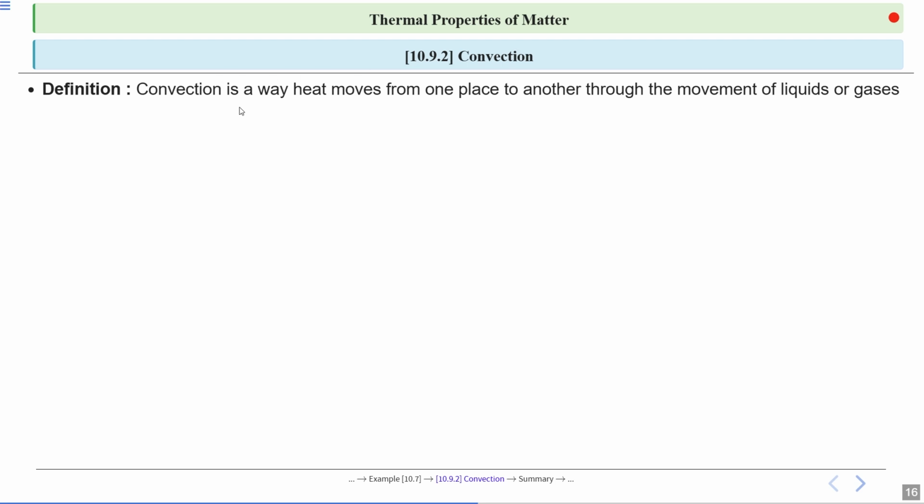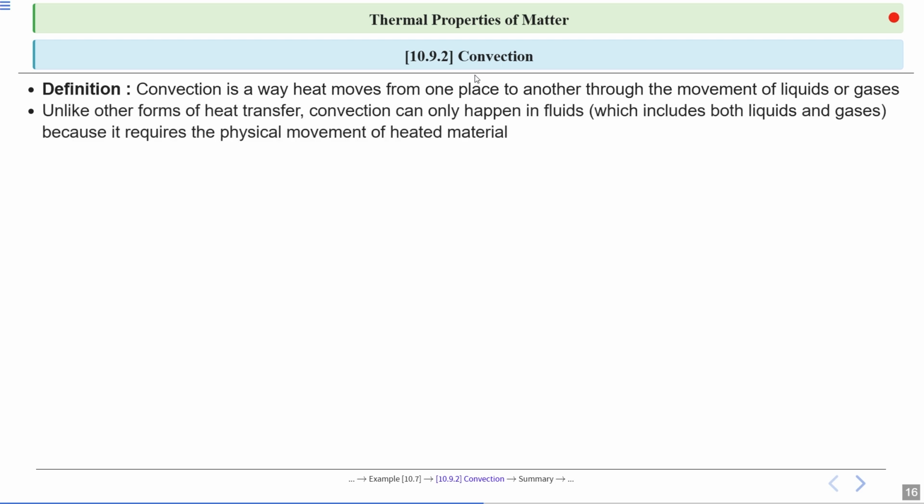Convection is a way heat moves from one place to another through the movement of liquids or gases. So we can say in the process of convection, there is a movement of heat from one place to another place. But heat moves, and here liquid or gases also move. Movement of heat, this is correct. But we can say in the process of convection, movement of liquids also occurs.